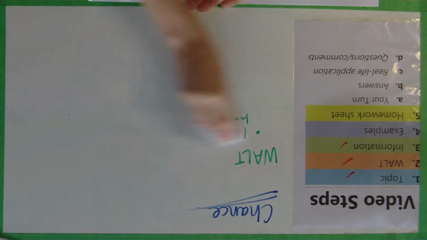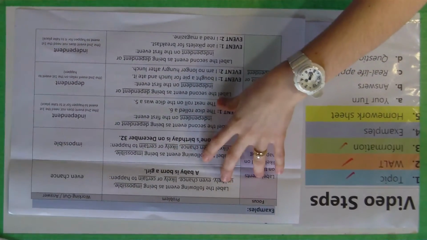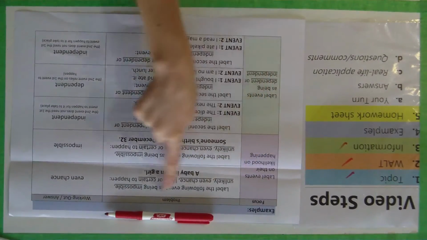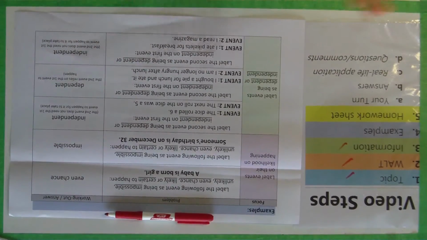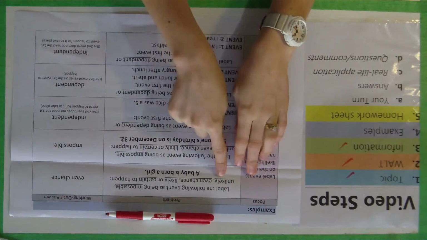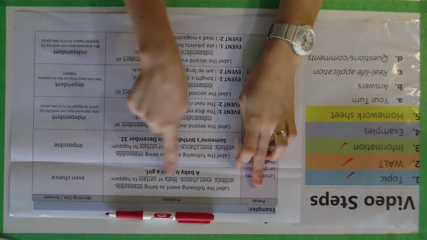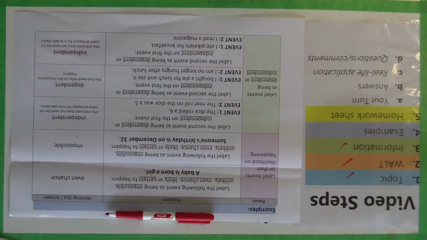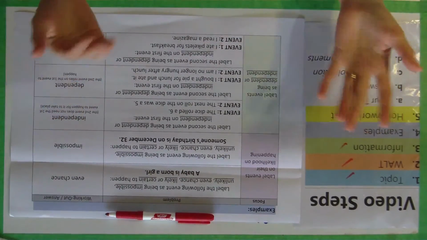Alrighty, so make sure it's not going to wobble. Here we have the first example. This is labelling events on their likelihood of happening. So this is, is it impossible, certain, etc. Label the following event as being impossible, unlikely, even chance, likely, or certain to happen. A baby born is a girl. It's an even chance. When a baby is born, it will be a boy or it will be a girl. So it's an even chance there.